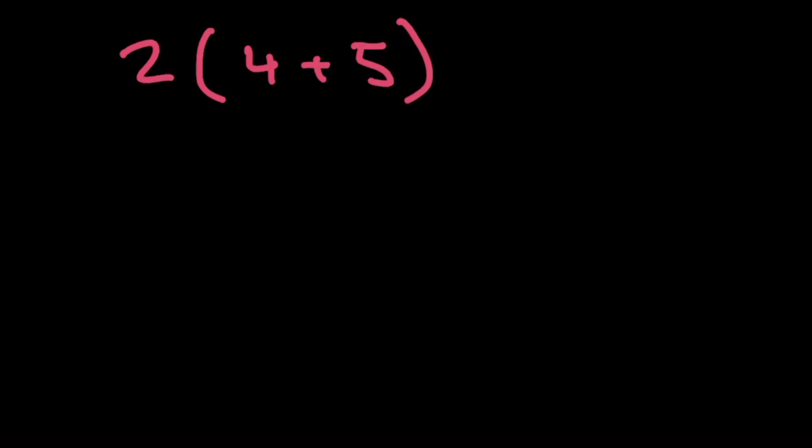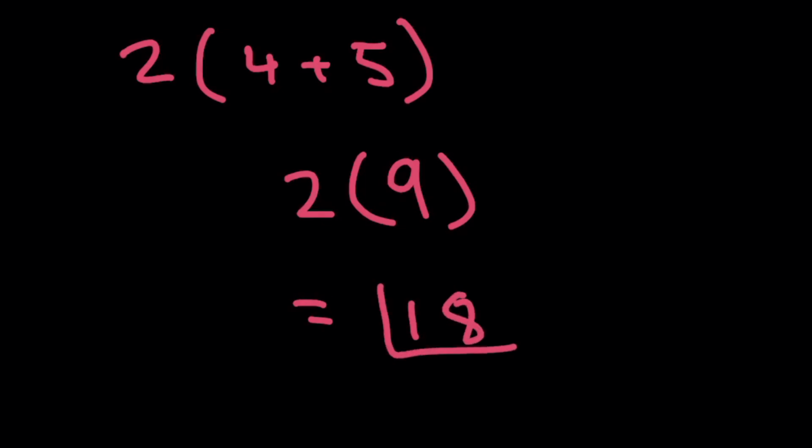So first, although multiplication comes before addition in PEMDAS, we have the addition within parentheses. So we'll execute PEMDAS within the parentheses. So 4 plus 5 becomes 9, and we have the 2 on the outside. So now it's just straight multiplication, and 2 times 9 becomes 18. And that's a simple solution to a simple problem.